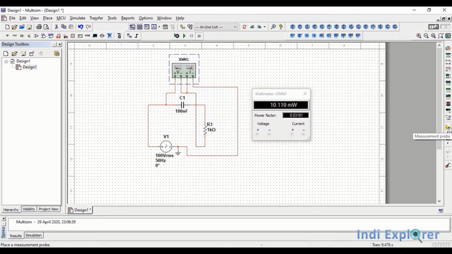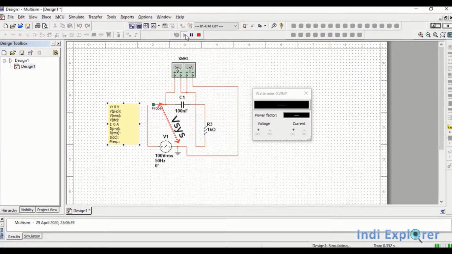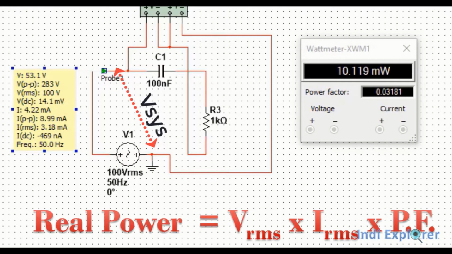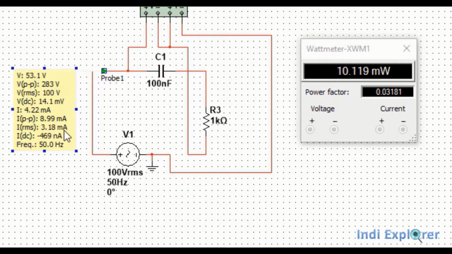Now let's use a measurement probe in this circuit and run again. A probe is a convenient tool to check node voltage and current. A probe measures the node voltage with respect to the ground potential. So in this case, it shows the voltage across the whole RC network. And it measures current in the direction of the arrow. Take the RMS voltage and the RMS current from the measurement and multiply with power factor. See, we're getting the real power consumed by the circuit, matching the wattmeter measurement.